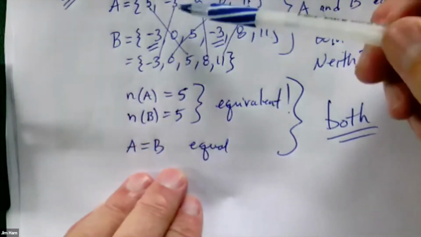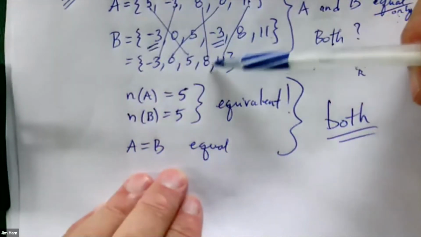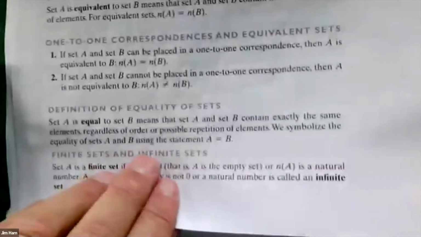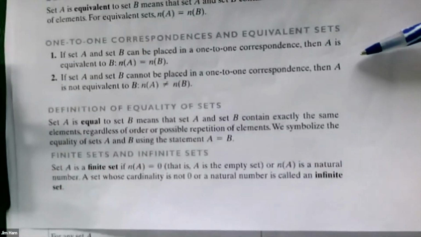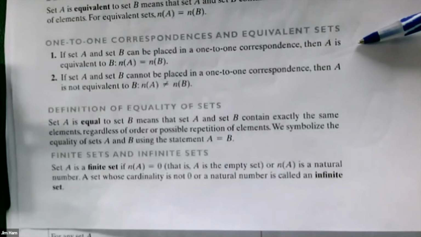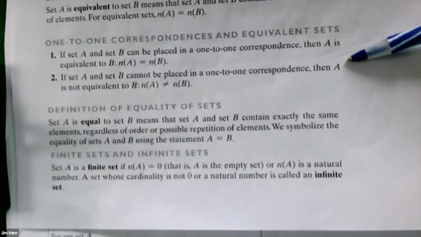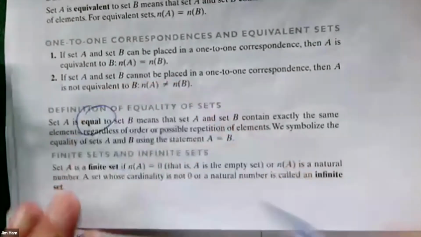This whole notion of what I did here was link them up one item for one item, like this. We would call this a one-to-one correspondence. And so they formally define that here, although I don't think they're going to talk much about it in the homework. If set A and B can be placed into a one-to-one correspondence, then A is equivalent to B. If they can't be put into a one-to-one correspondence, then they're not equivalent. And then here's our definition of equal.